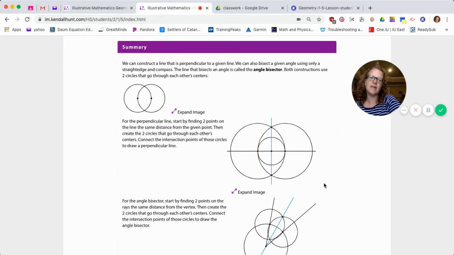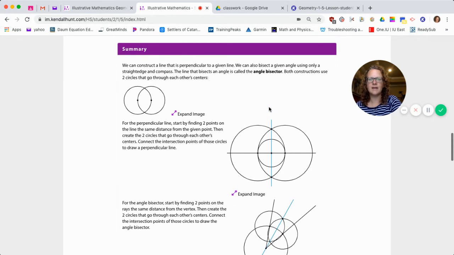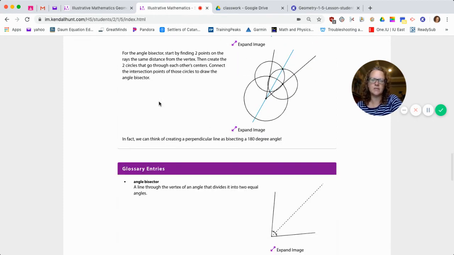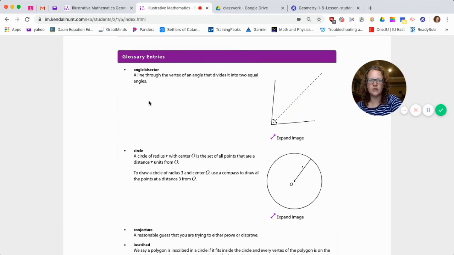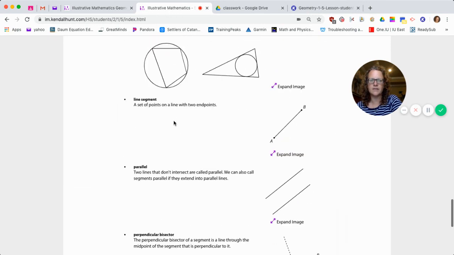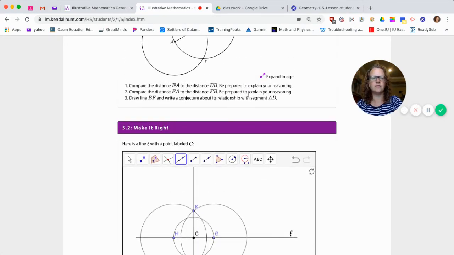All right, so that was it. We have our summary. I've copied this summary into that shared Google Doc. It shows you how to do the angle bisector. It shows you how to do the perpendicular line. And when two circles intersect, it's really neat how they help us construct things. I've also added to your glossary the angle bisector. I think it's the only new thing from the glossary. But let's do, we'll finish up lesson 5. All right, good job. I hope you're practicing on your own.